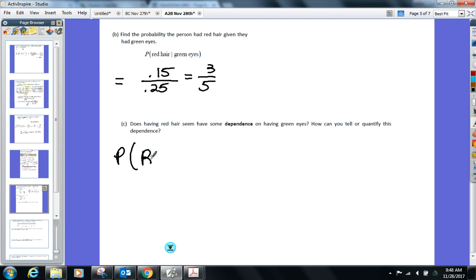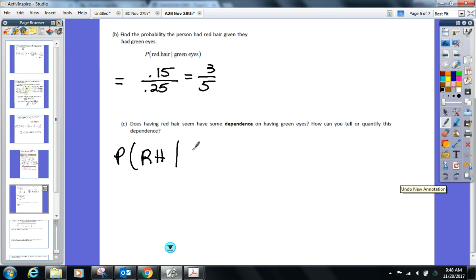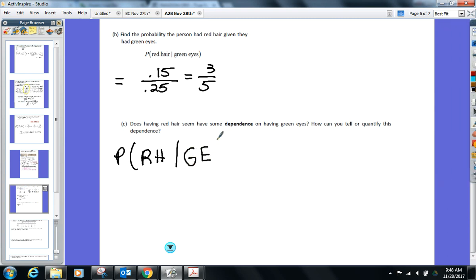Having red hair depends on, I don't know, what should I put? Green eyes, GE? Is that all right, everyone? Green eyes. If they are truly independent of each other, this probability should be equal to the probability of what? Red hair. Everyone's seeing that. Doesn't matter if you have green eyes or not. So let's find out if they're actually independent or dependent of each other.